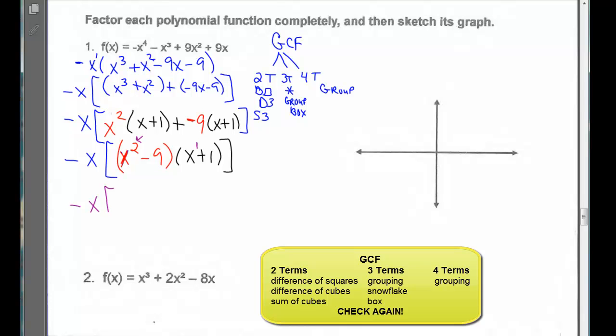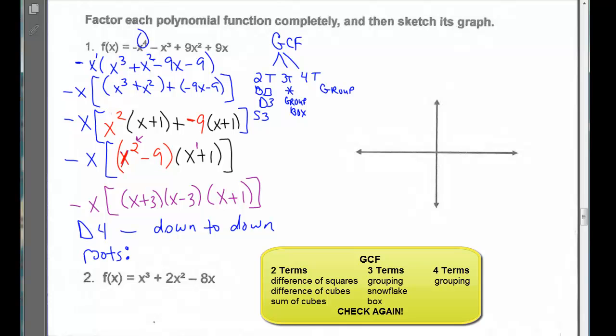So we have negative x. The x squared minus 9 is x plus 3 times x minus 3. And then this is times x plus 1. The degree on this polynomial is a 4. Since it's even and it reflects, it's going down to down. And the roots are 0, negative 3, positive 3, and negative 1.